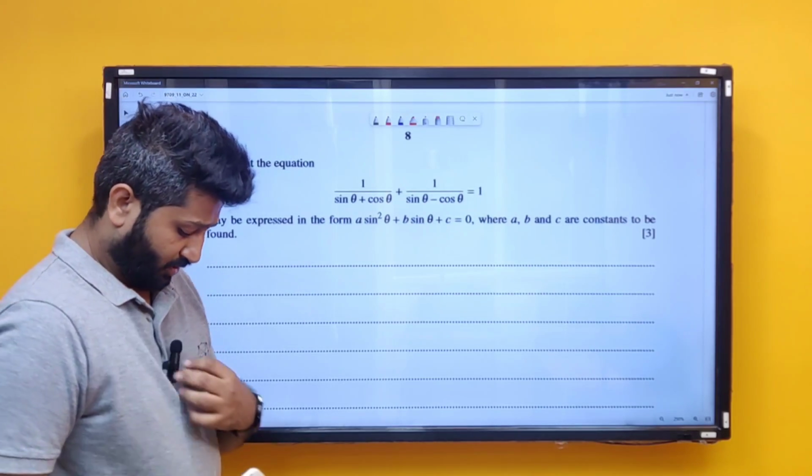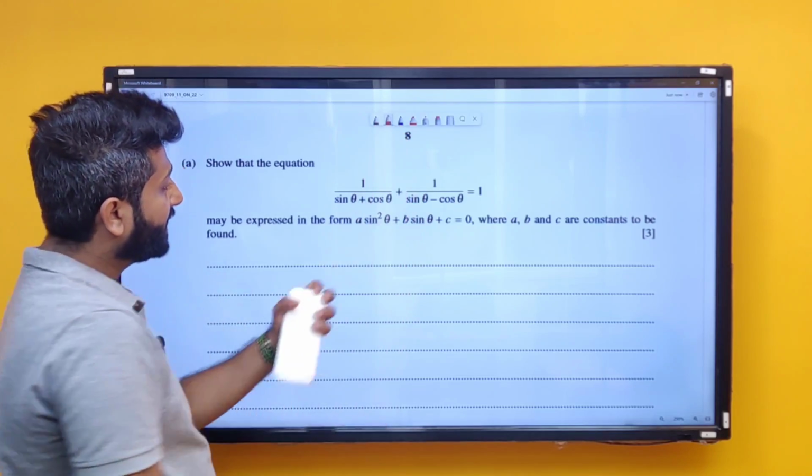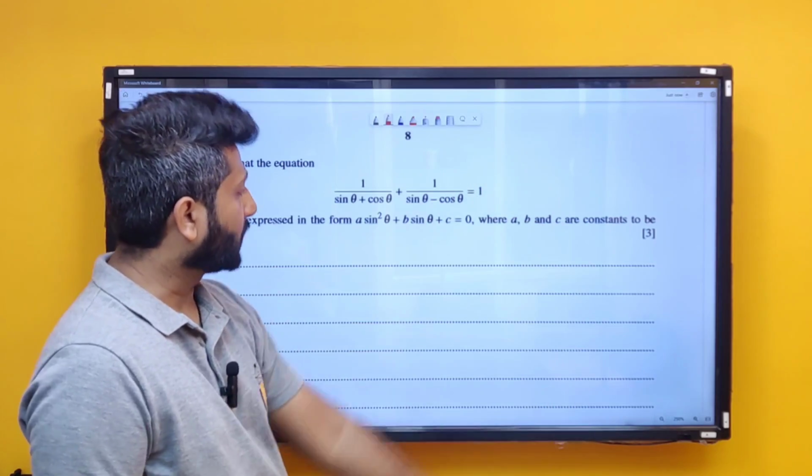Next question. Show that the equation may be expressed in the form of a sine square theta plus b sine theta plus c equals to 0, where a, b, c are constant. Okay.